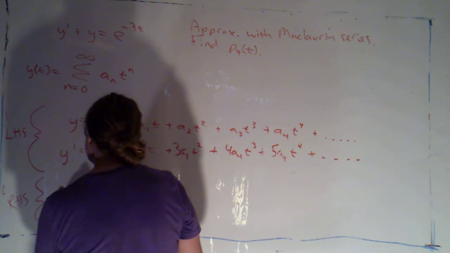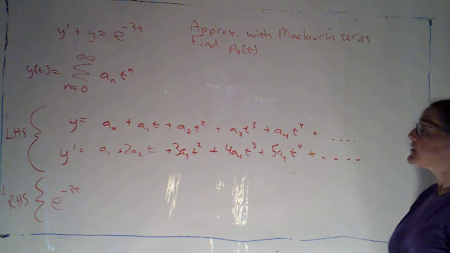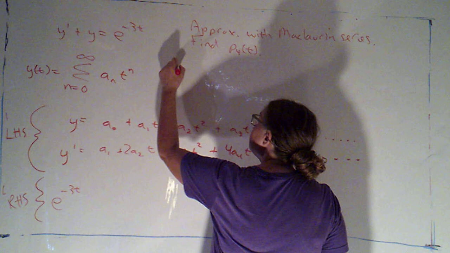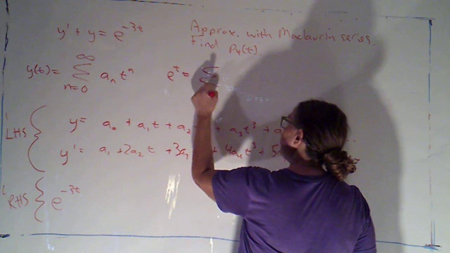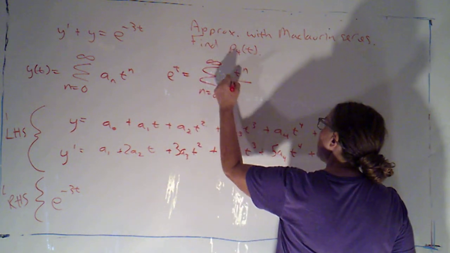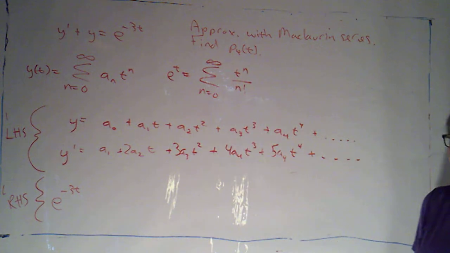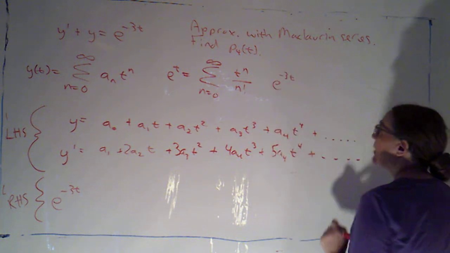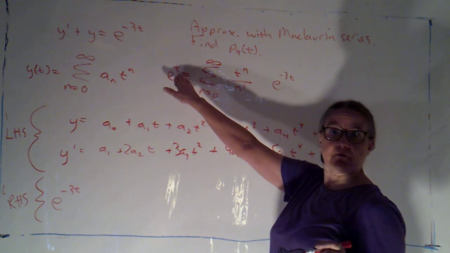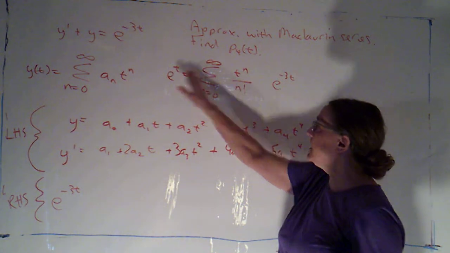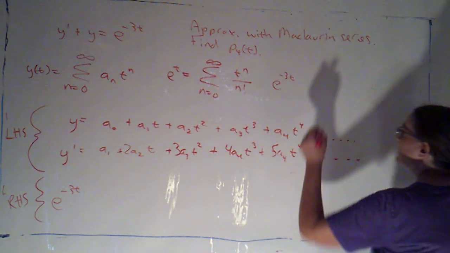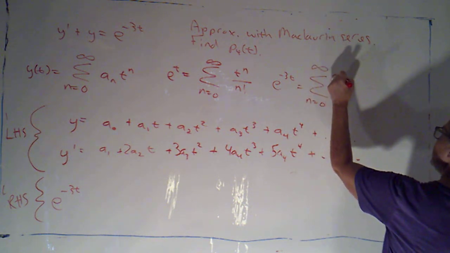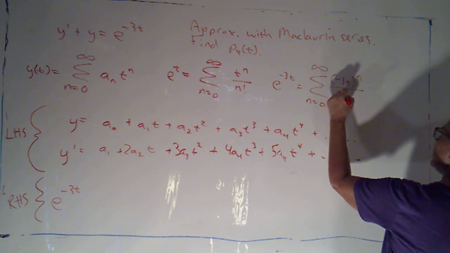Now, on the right-hand side, I'm getting e to the negative 3t. So let's remind ourselves of what the series is for that. So e to the t is the infinite sum of the nth power over the nth factorial. Okay. E to the negative 3t, well, that's just a function composition. That's what I get if I plug in negative 3t for t. So I'm just going to plug in negative 3t for t. So that's going to be the sum as n goes from 0 to infinity, negative 3t to the n over n factorial.